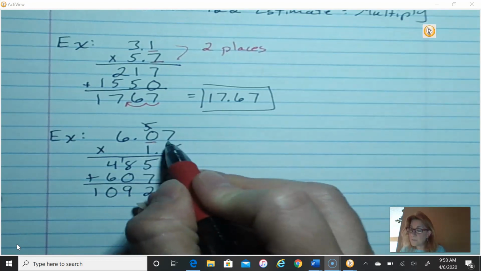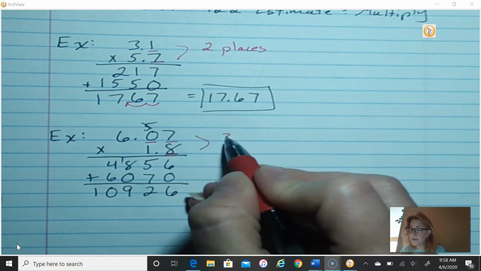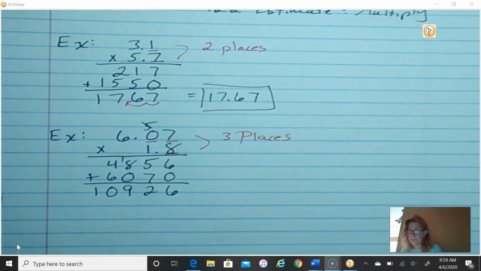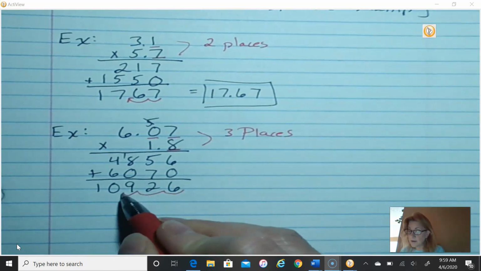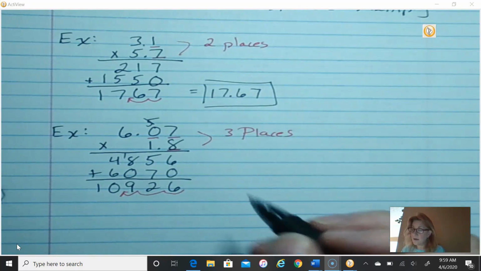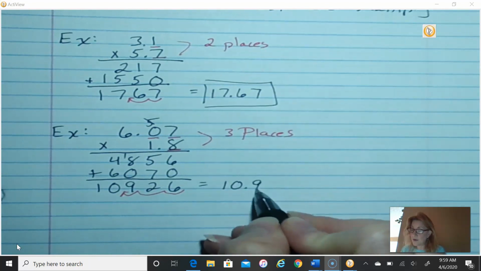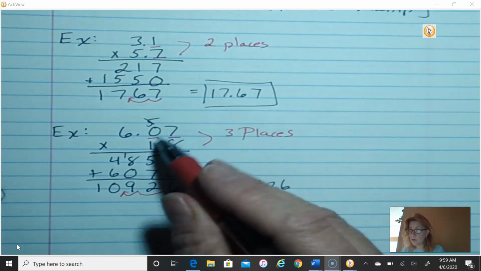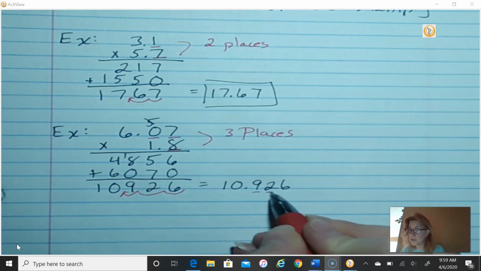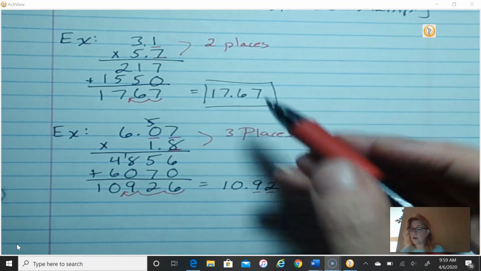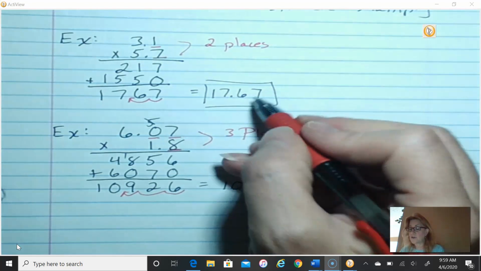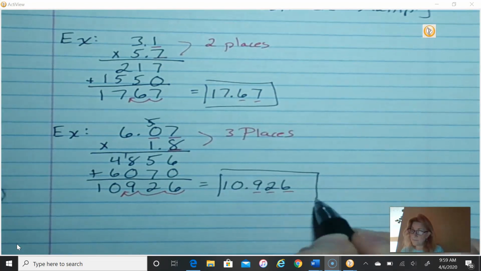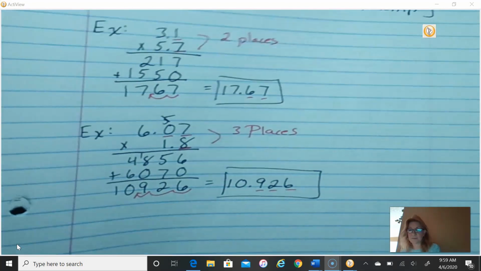There are 1, 2, 3 total places behind the decimal. So then 1, 2, and 3. 10.926. If there's 3 places total behind the decimal in the problem, then there should be 3 in your answer. Up here there were 2, so we had 2 in our answer. All right, let's do another.